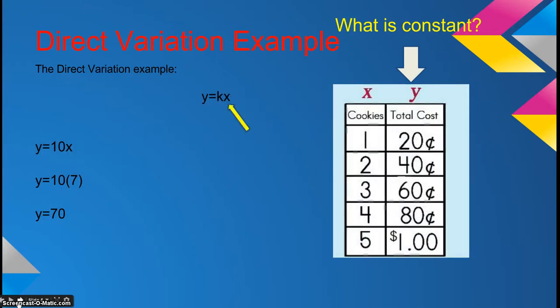Direct variation example. What is constant? If x is 1, y is 20, so if x is 2, y will be 40, and if x is 3, y will be 60. If 1 times 2 is 2, then 20 times 2 is 40, so it's the same thing.